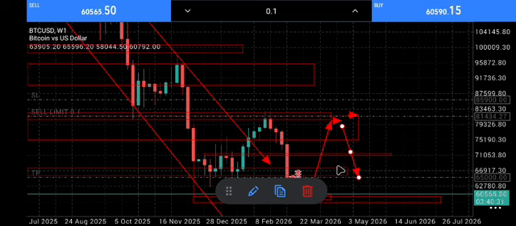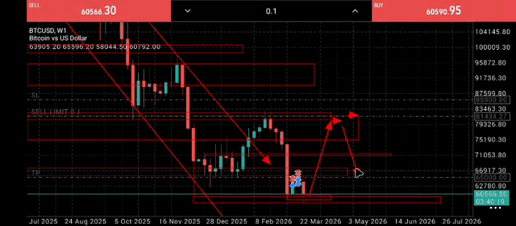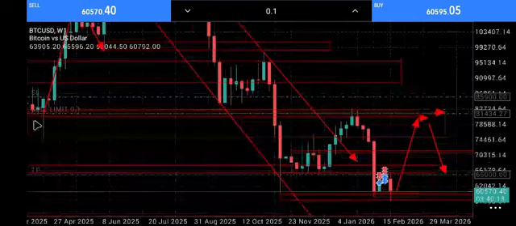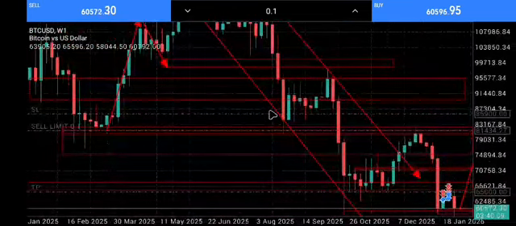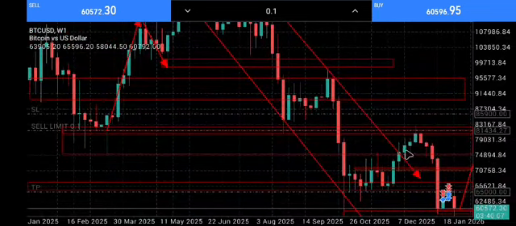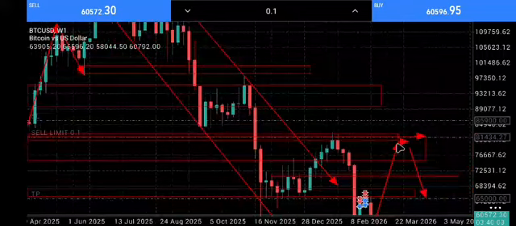So this is where my take profit is, guys. My anticipation is that this price will get up to here, then it falls down to here. Why? Because I'm seeing this support area that can act as a resistance, because it has previously acted as a resistance.